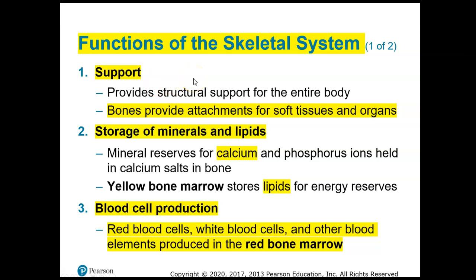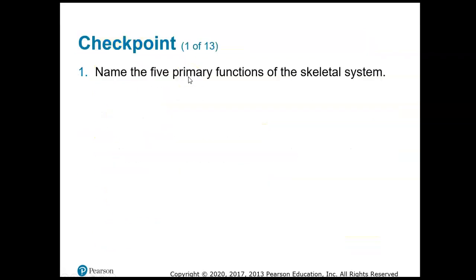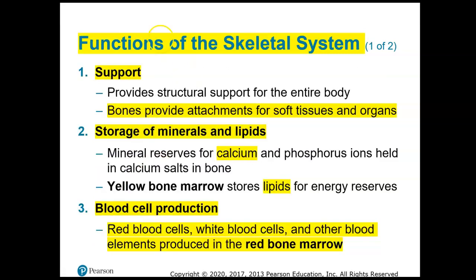So the functions of the skeletal system, there are 5, I think, total. Yeah, 5 functions, and that would be support. Bones provide structural support. They also provide attachment sites for muscles and sometimes organs and other soft tissues. Make sure that you know that there are 2 minerals that are stored within bone tissue, calcium, of course, and lipids or fats are stored within yellow bone marrow, which is what you find within the marrow cavity of long bones. And then you have blood cell production.